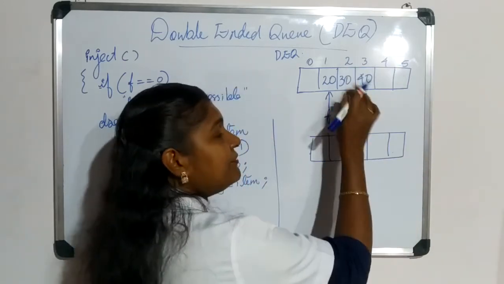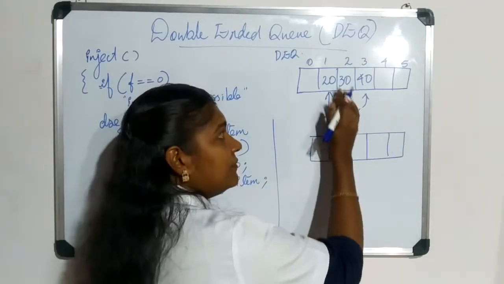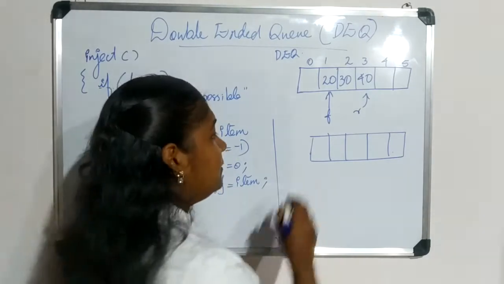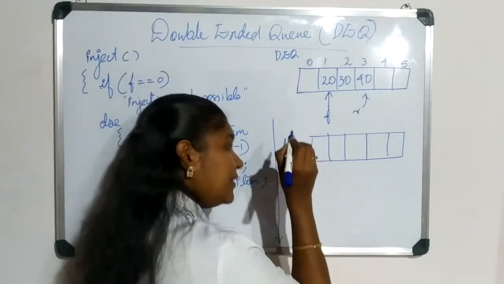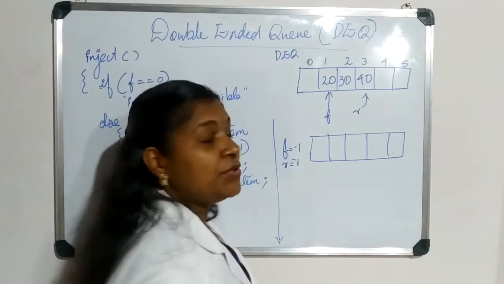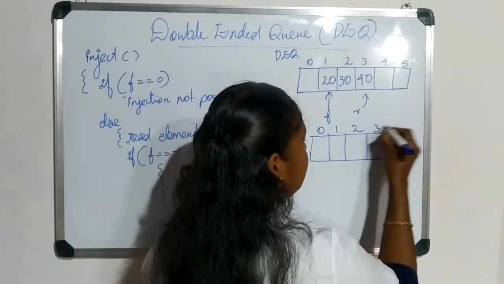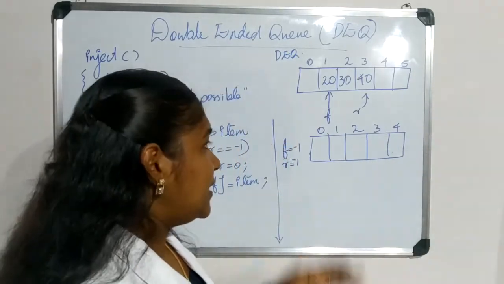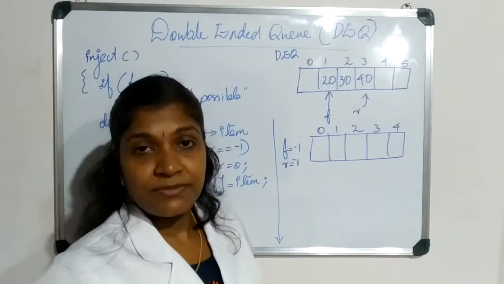In this case, if we perform the injection of an element, we need not touch R. We need to deal with only the value of F. Clear? But consider a deck where the deck is empty. What is the empty condition? F is equal to -1 and R is equal to -1. Okay? 0, 1, 2, 3, 4. You need not consider the position difference and all, because right now we are considering only the operation difference, or what cases we are considering.